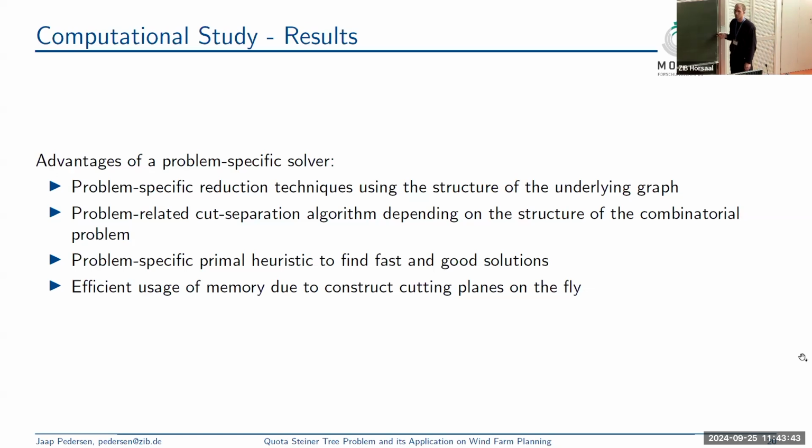Then you can introduce primal heuristics, finding good solutions fast, which solvers like Gurobi also have problems with. And then you have an efficient usage of memory because you can construct the cutting planes on the fly and don't have to include them in the model in the beginning, where Gurobi, for example, has problems if you introduce it as a flow-based formulation where you have to put everything in the beginning.